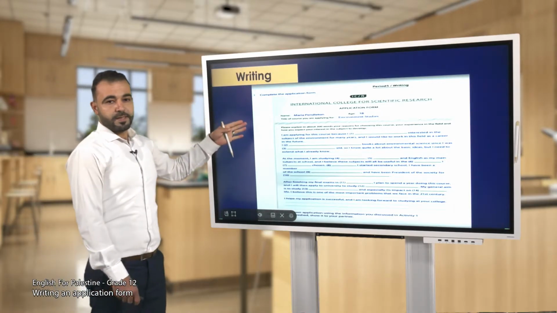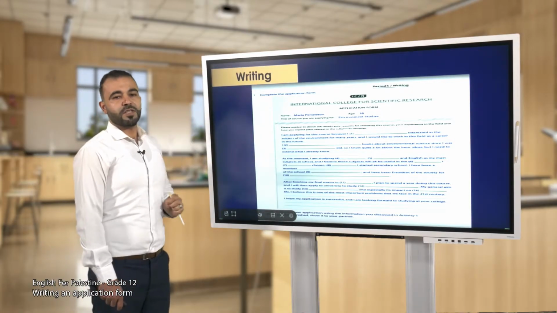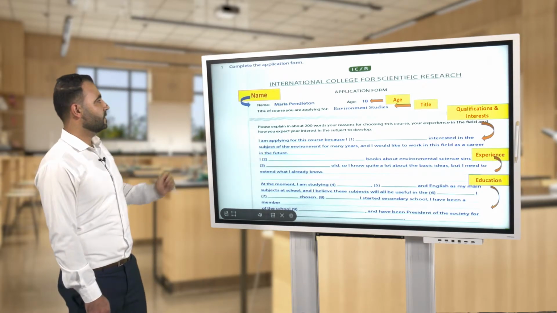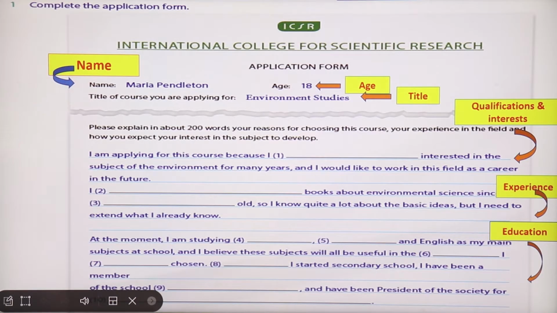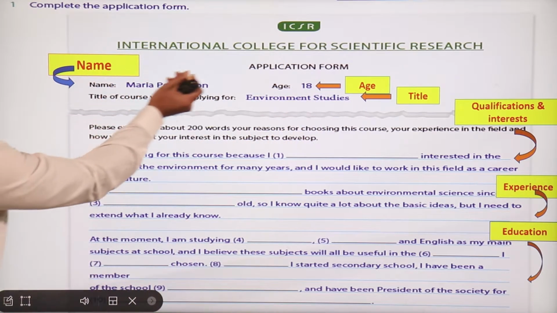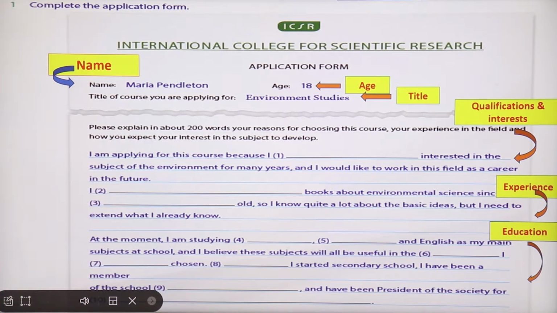This is the sample which exists in your textbook. Let's go and fill it. Complete the application form. It's an application written to the International College for Scientific Research, ICSR. Let's see, do the parts exist? Do the main components exist here?